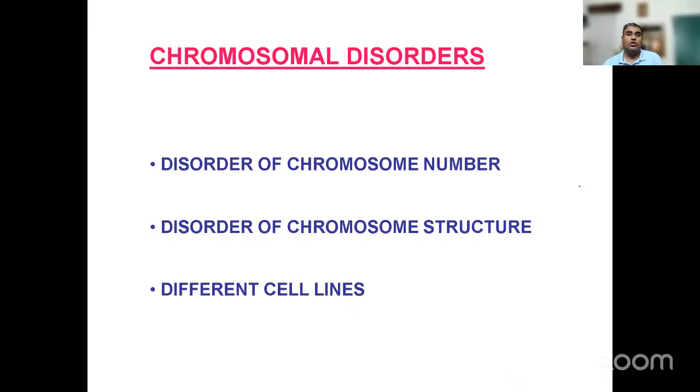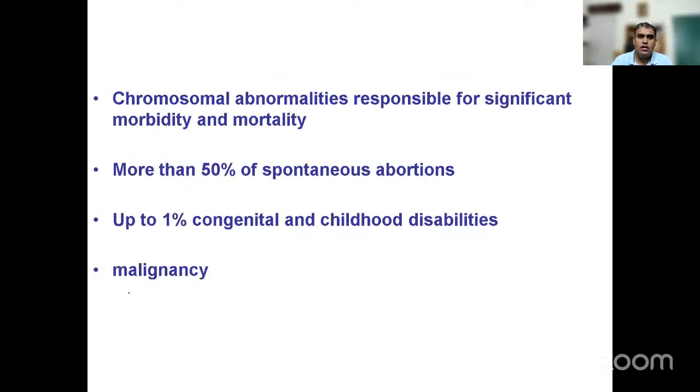That is chromosomal disorders. Chromosomal disorders, guys, are of three different major types. Disorder in the chromosome number, where the number itself has entirely changed. Disorder in the structure of the chromosome. And different cell lines. There are three broad categories to talk about chromosomal disorders. Either their number has changed, their structure has changed, or there are different cell lines.